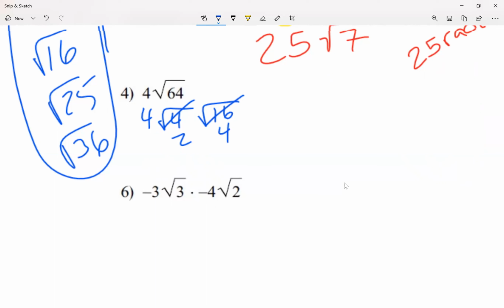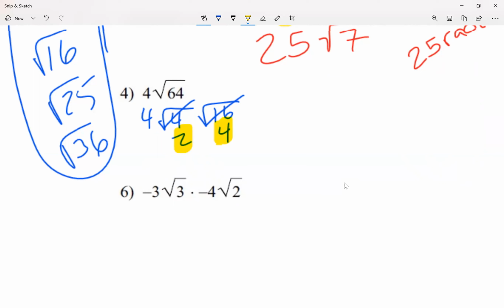There's no more radicals, right? Everything cancels out. That means the square root of 64 was a perfect square to begin with. It's okay, we split it, because I know eventually I had to multiply these numbers. I'm going to multiply those out. 2 times 4 is 8. Yeah, that was the square root of 64.